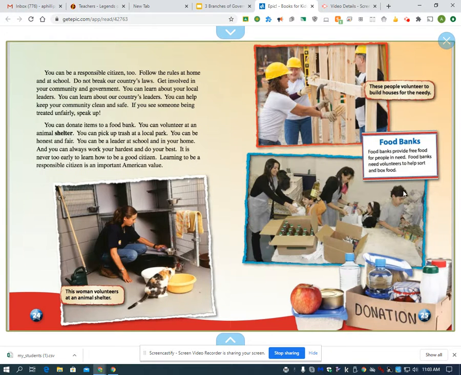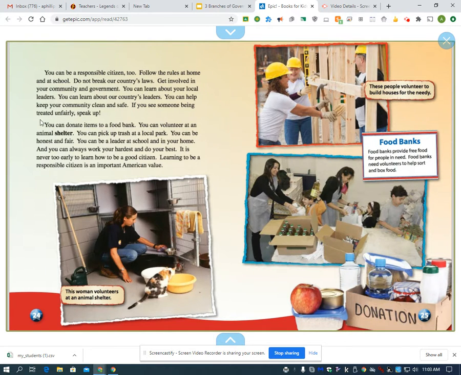You can be a responsible citizen too. Follow the rules at home and at school. Do not break our country's laws. Get involved in your community and government. You can learn about your local leaders. You can learn about our country's leaders. You can help keep your country clean and safe.